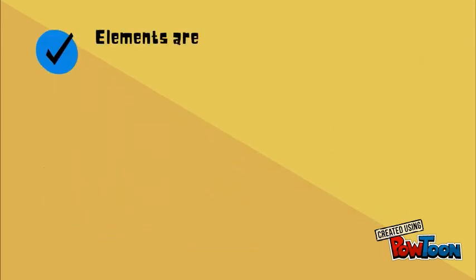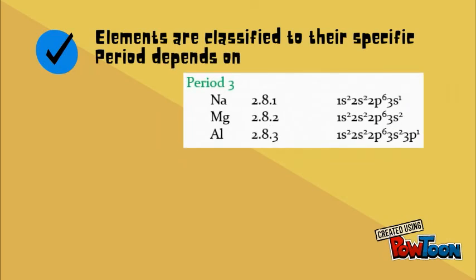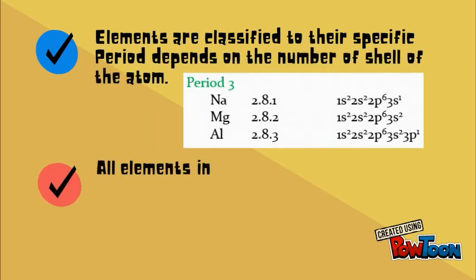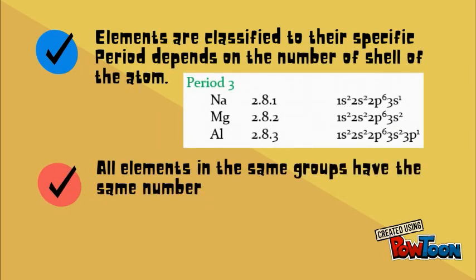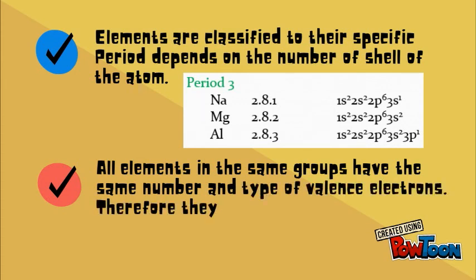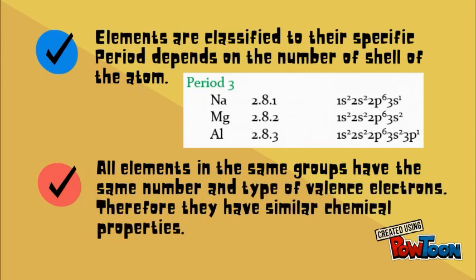Elements are classified into their specific period depending on the number of shells of the atom. All elements in the same group have the same number and type of valence electrons. Therefore they have similar chemical properties.